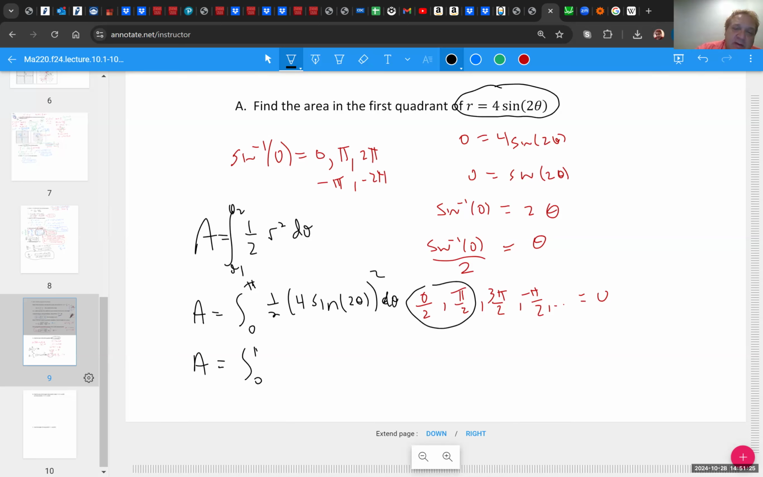I get 1/2 times 4 times 4 is 16 sine squared 2 theta d theta. 1/2 times 16 is just 8. So I can bring the 8 on the outside. And to integrate sine squared of 2 theta, you're going to have to use the trig formula to simplify this. The fact that sine squared theta is 1 minus cosine 2 theta over 2 is the way you do that.